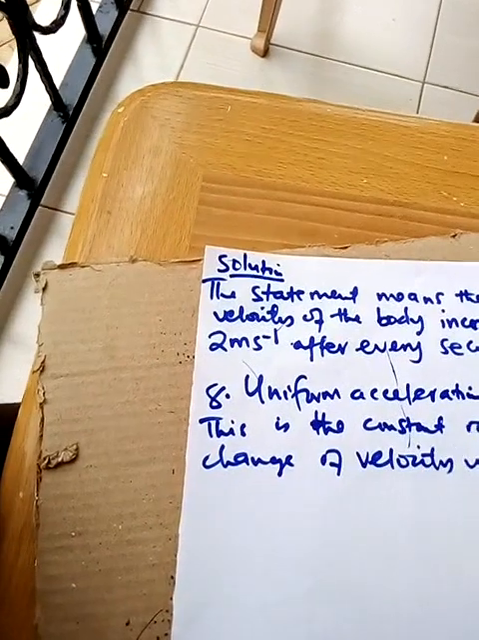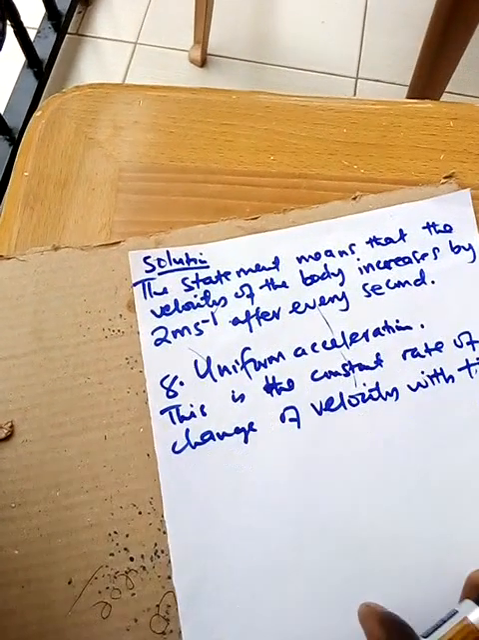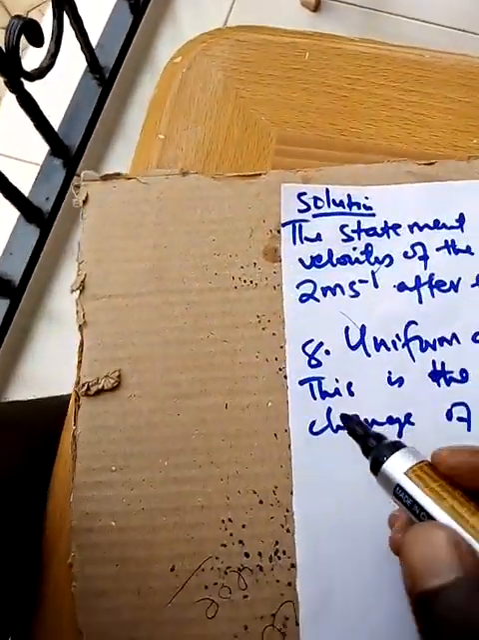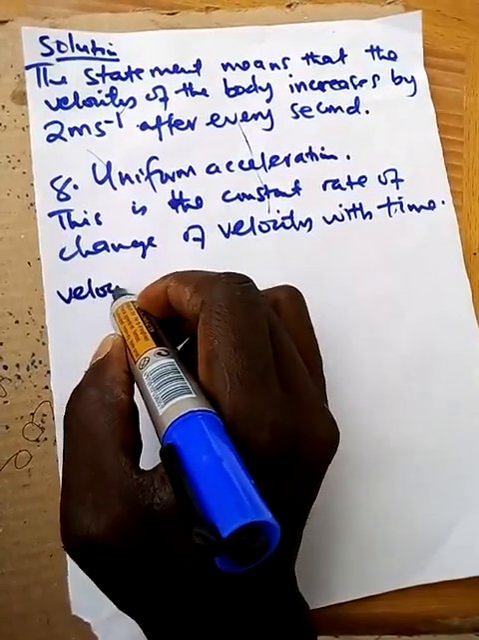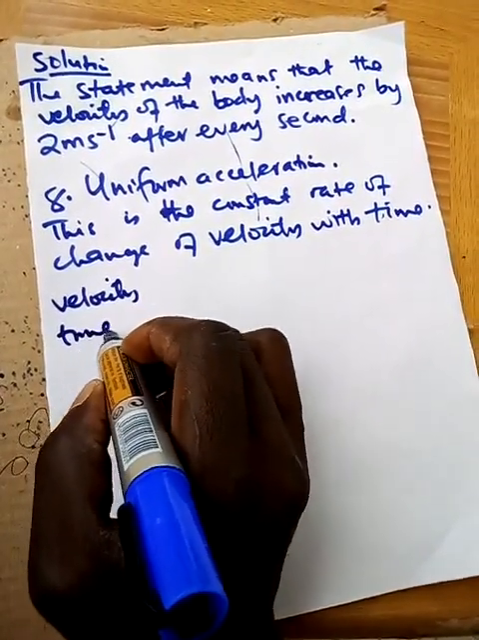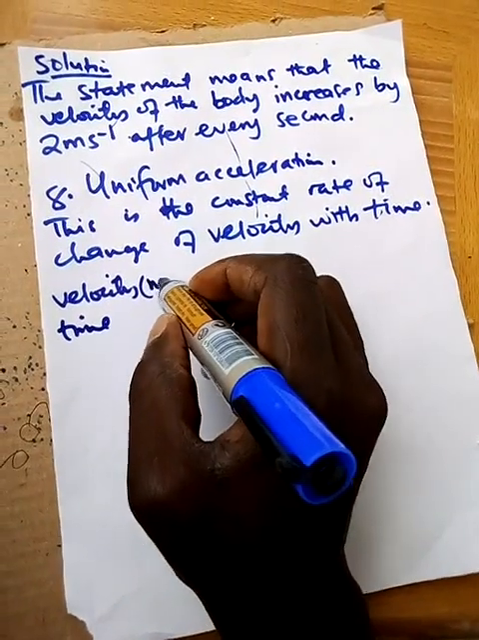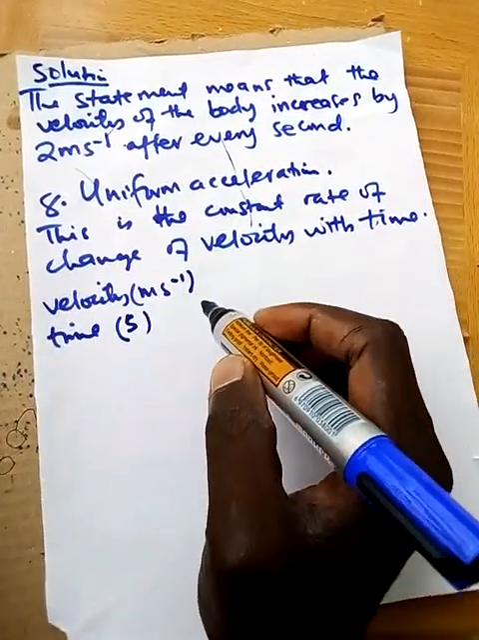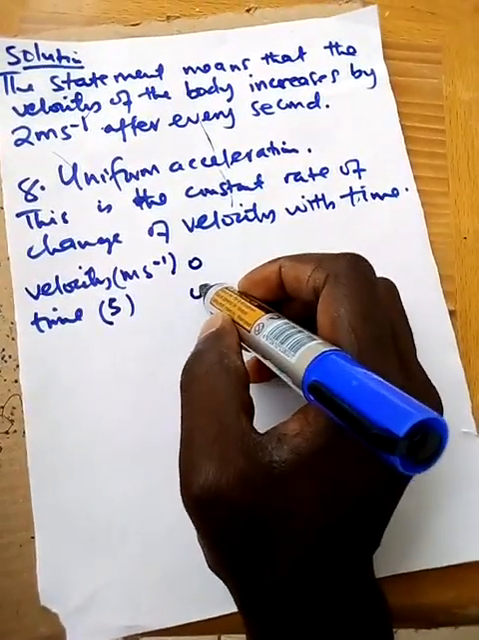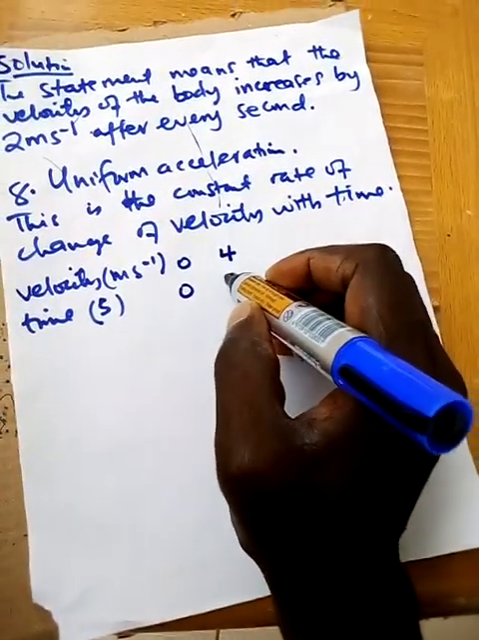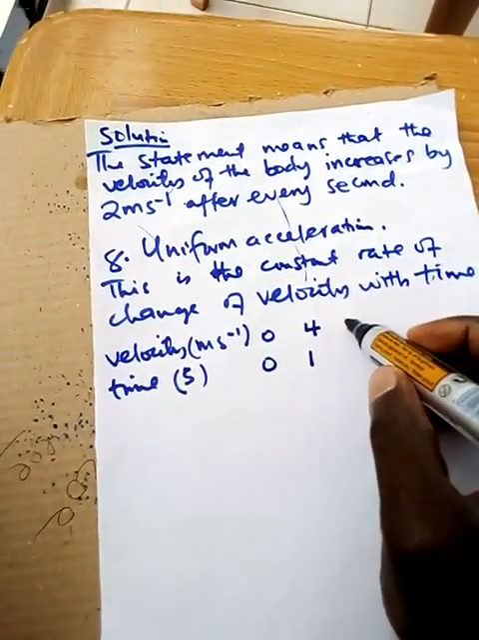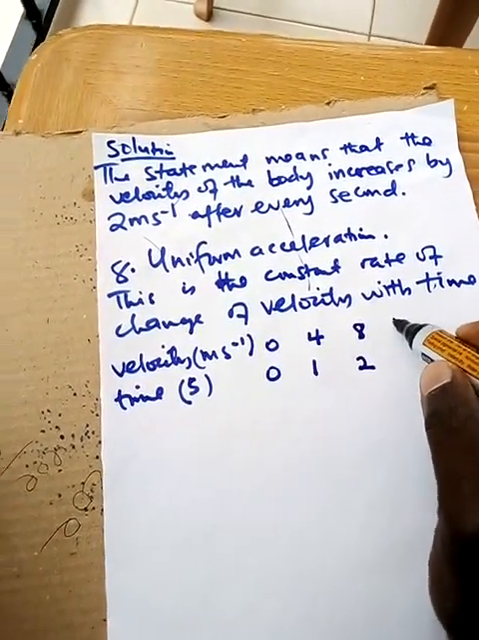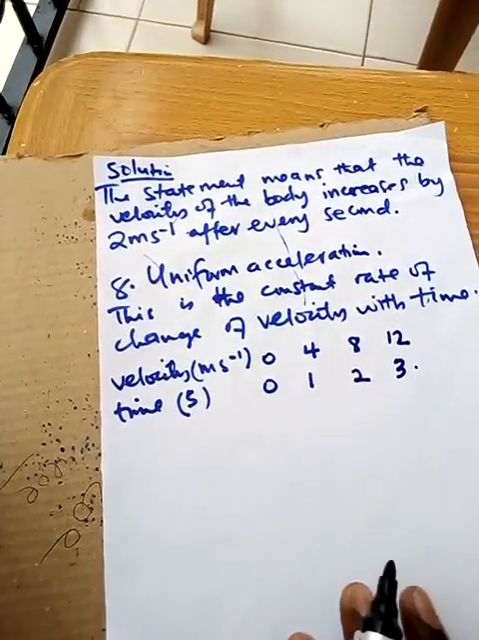Let me illustrate. The table below shows the velocity-time data of a student moving around the school compound, just like the first one. We would have velocity here and then time here. Velocity is measured in meters per second, and time is measured in seconds. When the velocity is 0, the time is 0. When the velocity reaches 4, the time taken is 1 second. Velocity is 8, time is 2 seconds. Velocity is 12, time is 3 seconds.